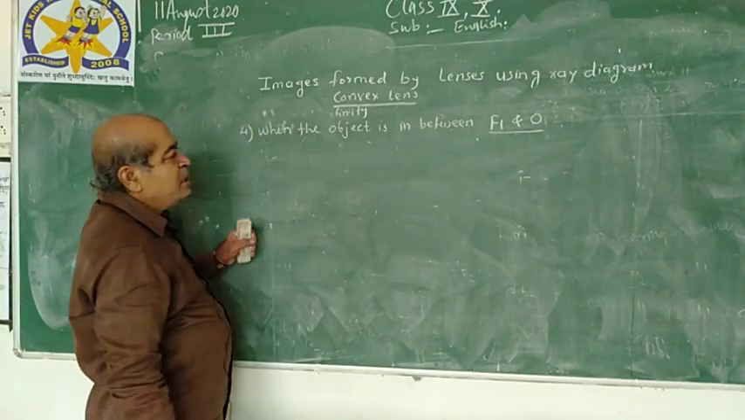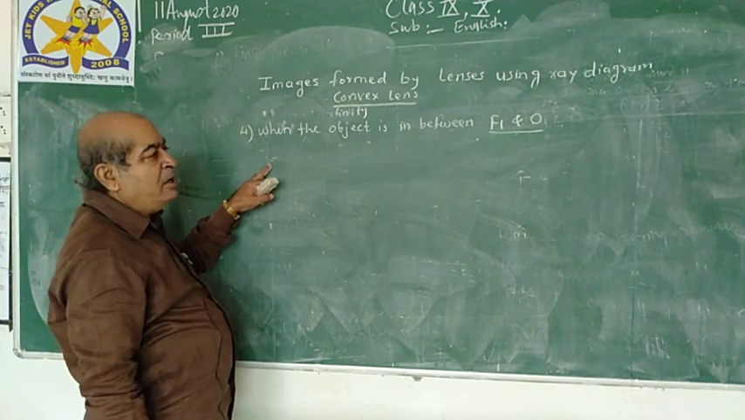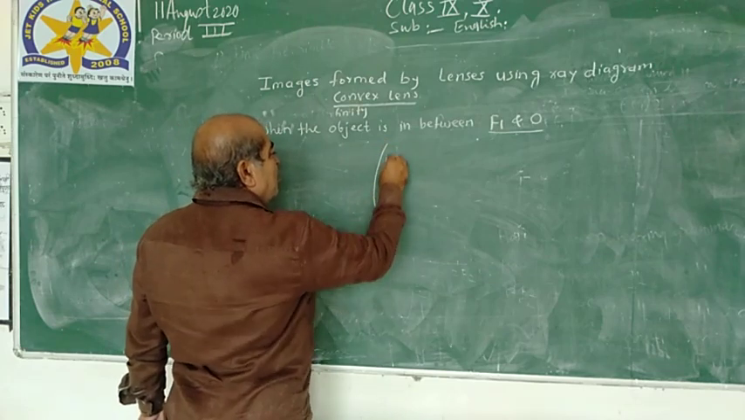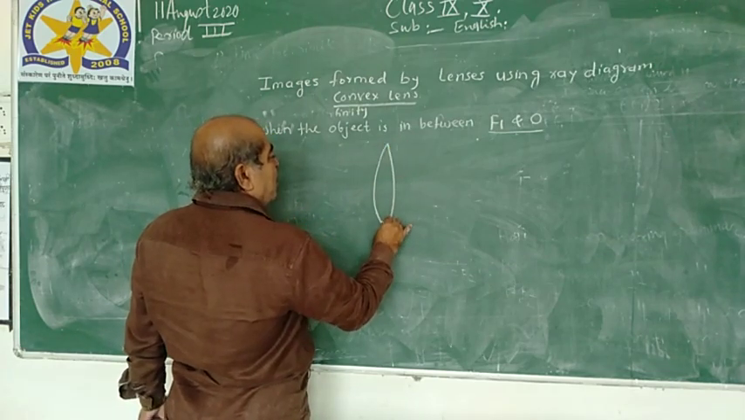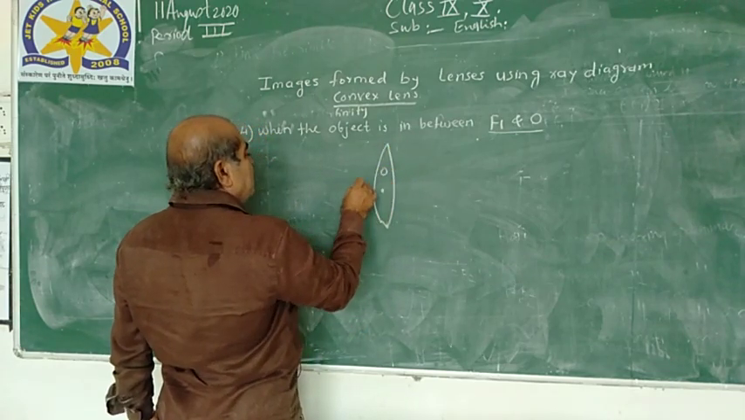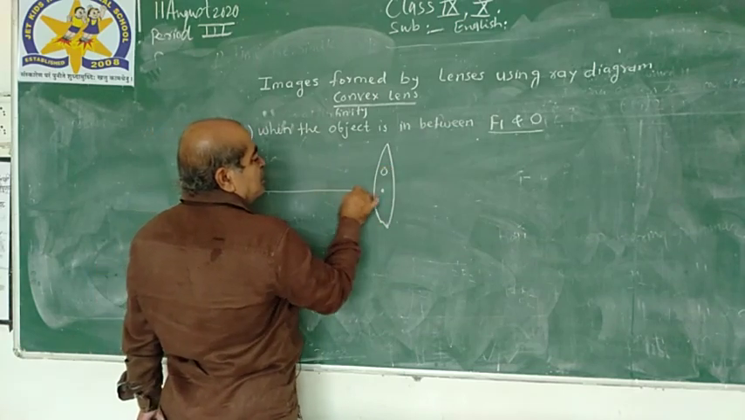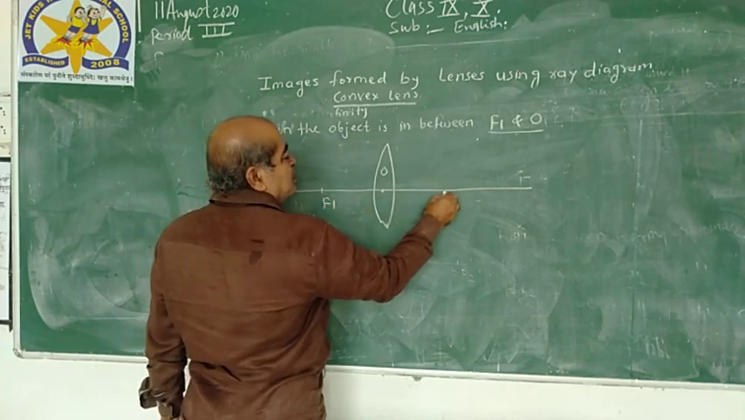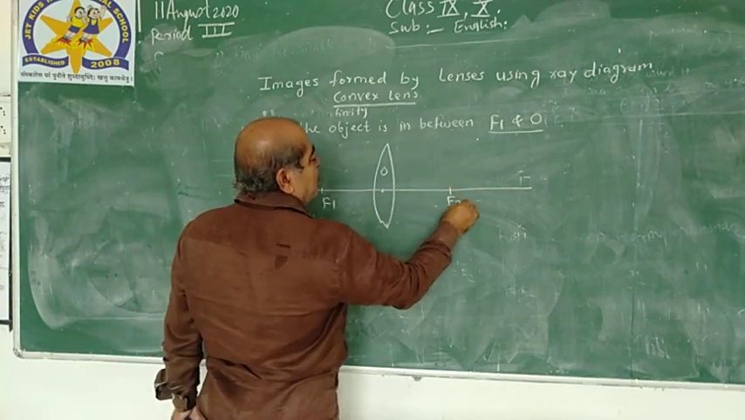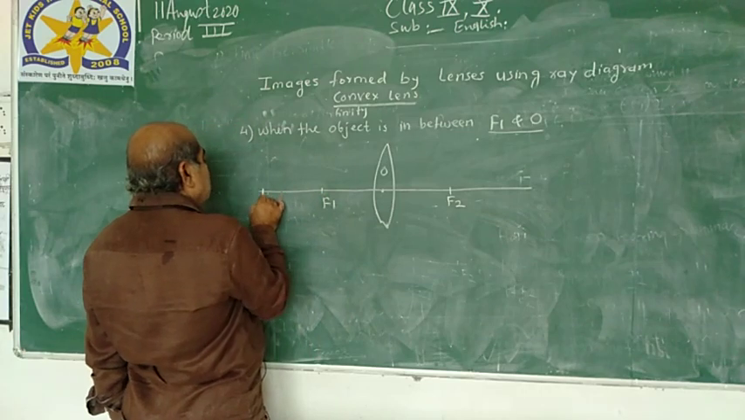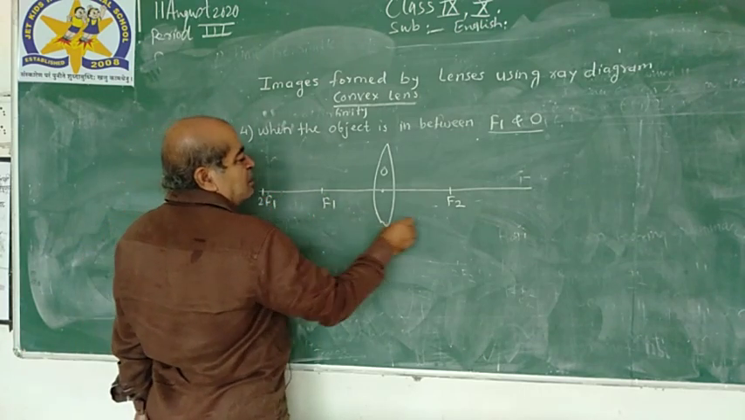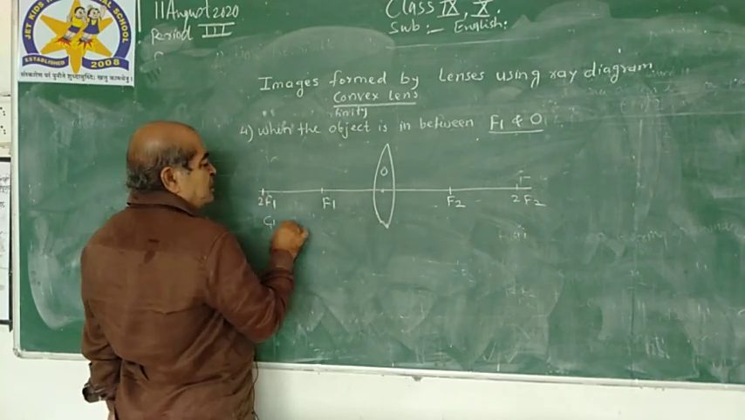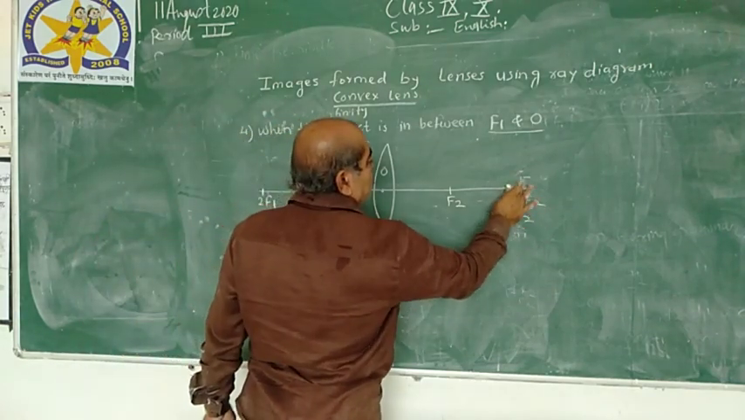When the object is in between F1 and the optic center, this is then the convex lens. O is the optic center. This is then the principal axis. F1 is principal focus and F2 is principal focus. This is twice F1, this is twice F2, this is C1 and this is C2.